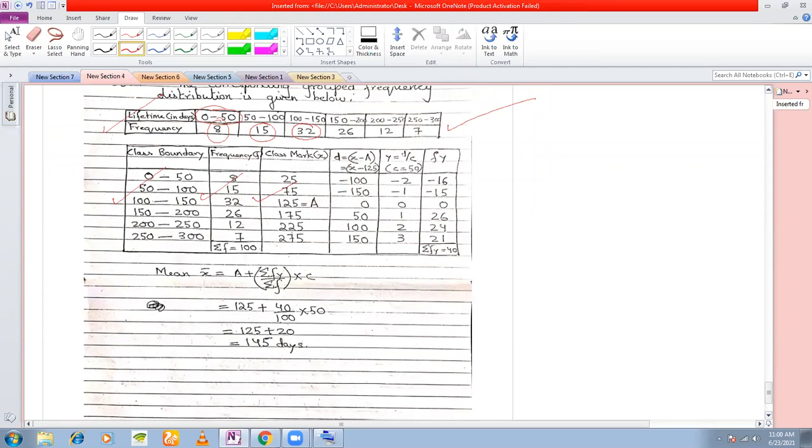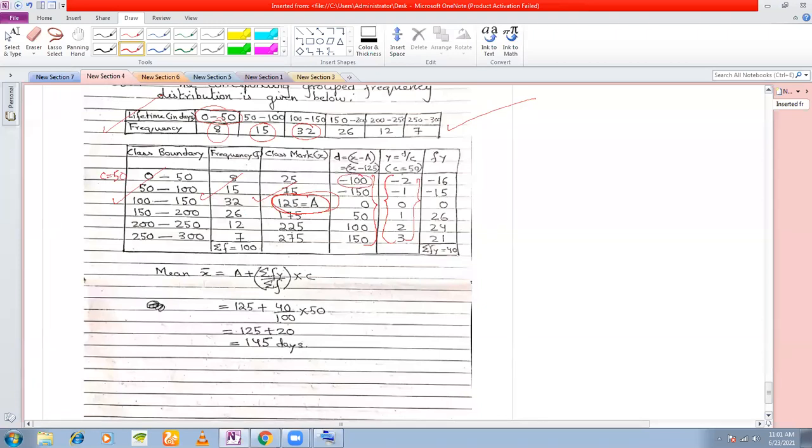So for deviations, you will need an assumed mean. The assumed mean I have taken somewhere midway between the mid values, which is 125. You can take 175 also, no problem. And I have taken the deviations about 125. Now, once I take the deviation about 125, this is the column that I'm going to get. And because I'm using the step deviation method, each deviation I divide by the class width. What is the class width here? Class width here is 50, right? So each one I divide by 50.